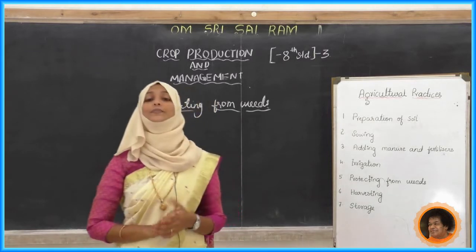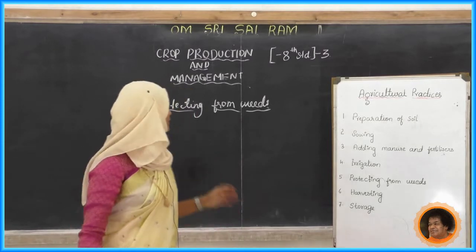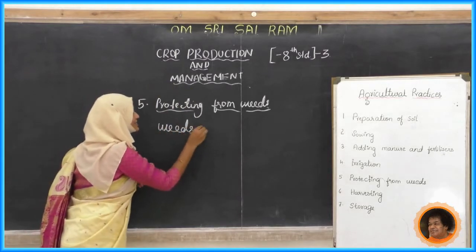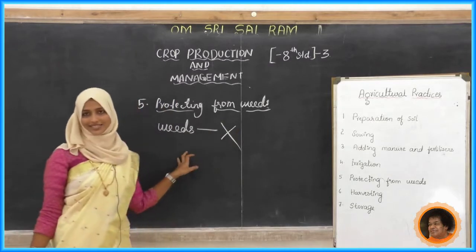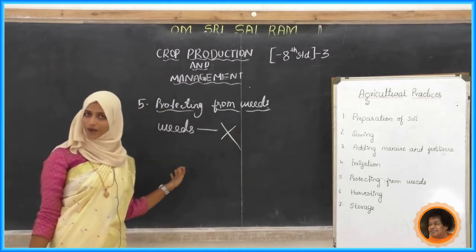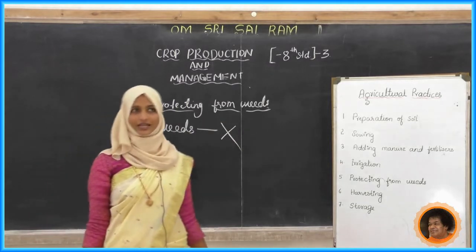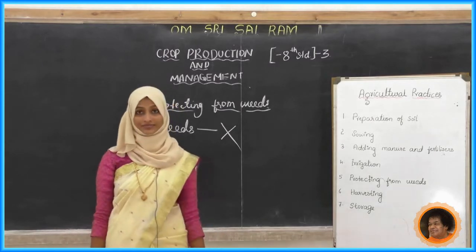These undesirable plants are called weeds. Weeds means what? Undesirable plants or else unwanted plants. We don't want these plants. Only we need our crop, but along with our crop, these plants are growing. So, how can we overcome this?